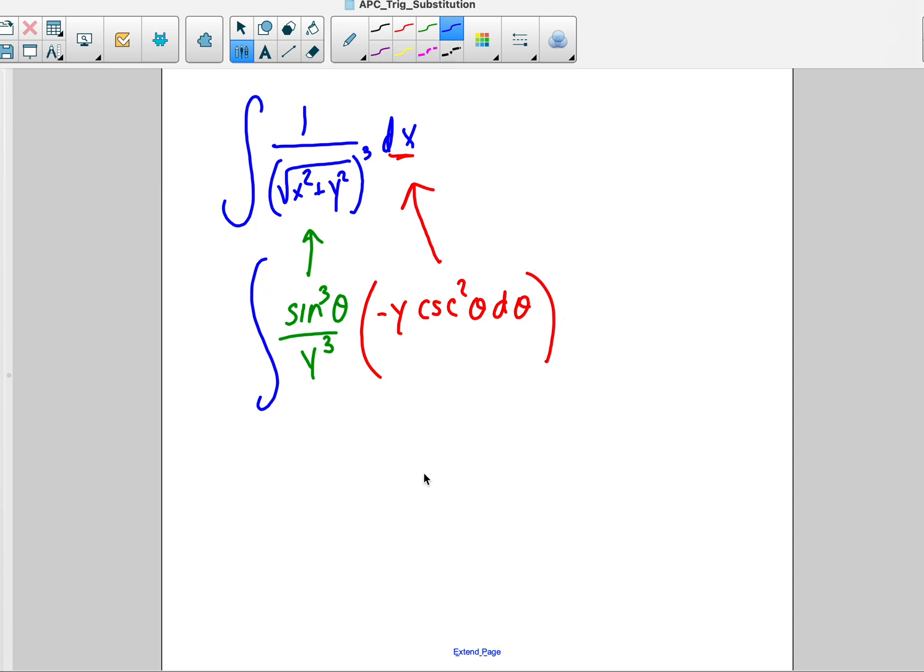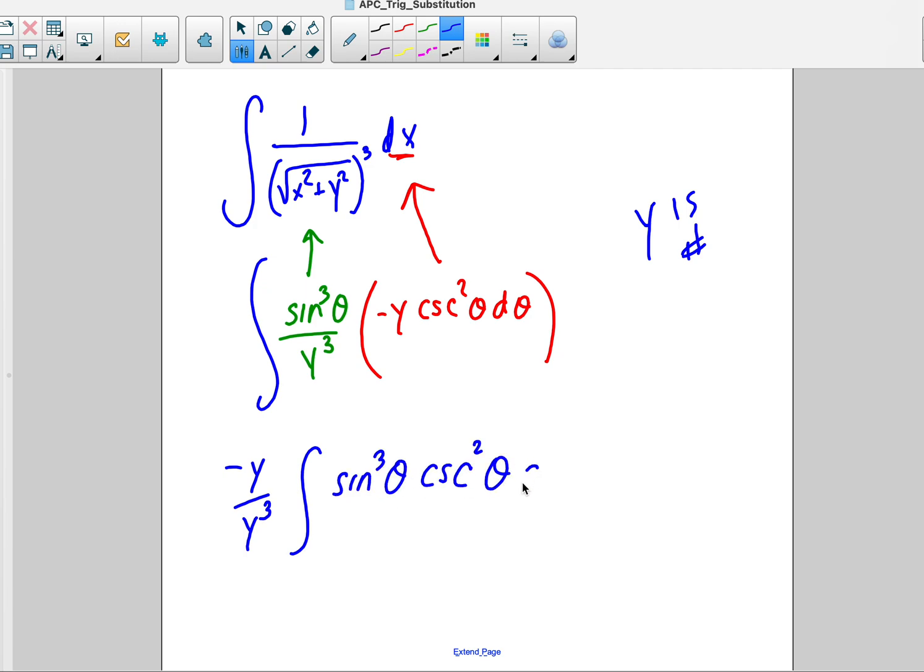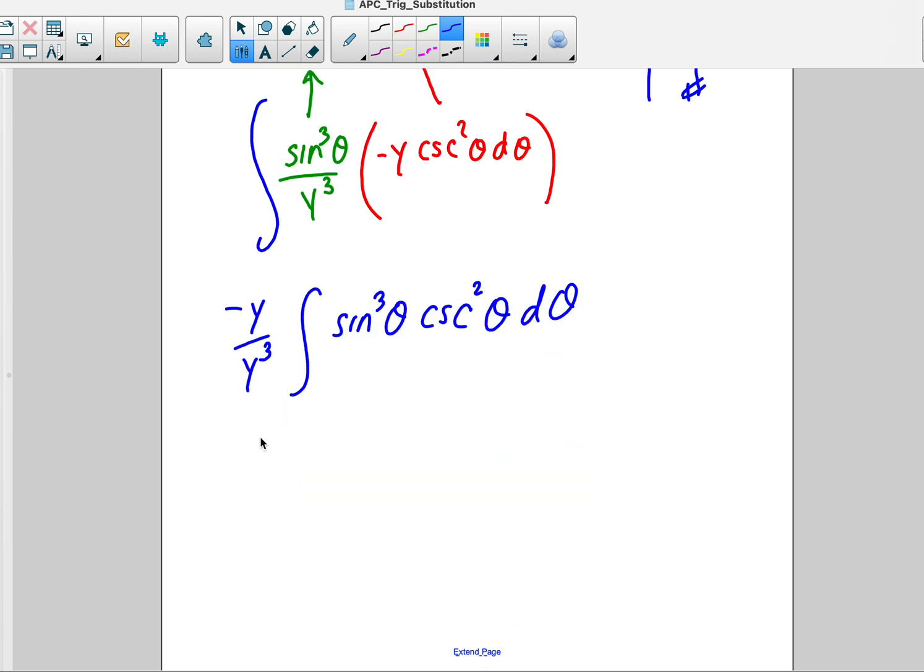Well, I know the y's are just numbers, right? So remember, y is a number in this problem, and later when we do another one, I'll probably do it with like a 25 instead of a y squared, but here we are. So I'm going to argue I can pull a negative y over y cubed out because they are numbers, and what's left is a sine cubed theta cosecant squared theta d theta. Well, I know that that makes a negative 1 over y squared at the front. On the inside, I have a sine cubed theta times a 1 over sine squared theta.